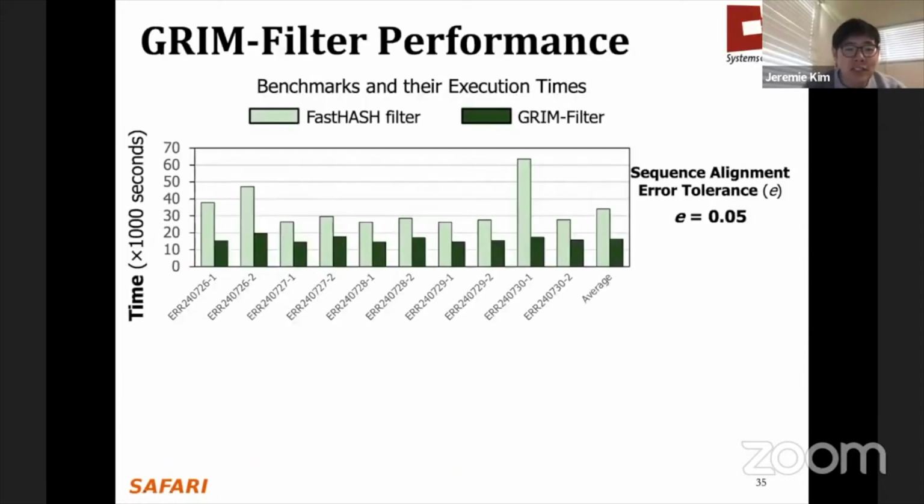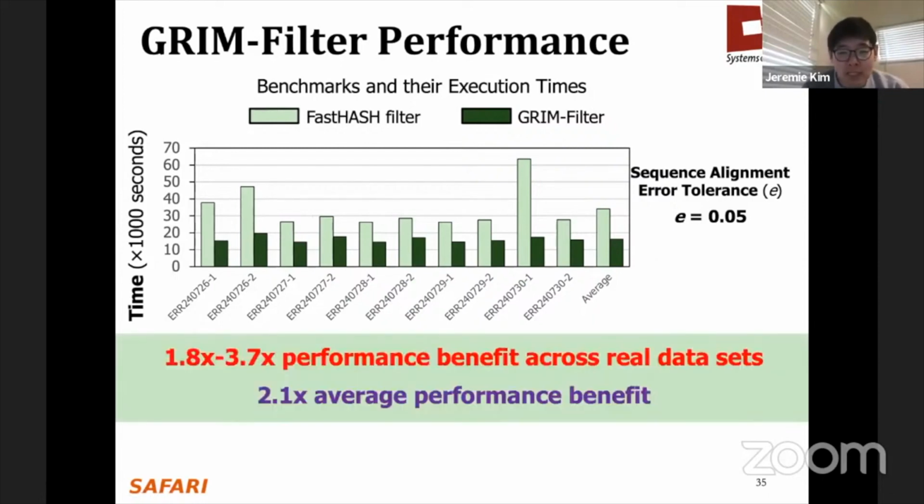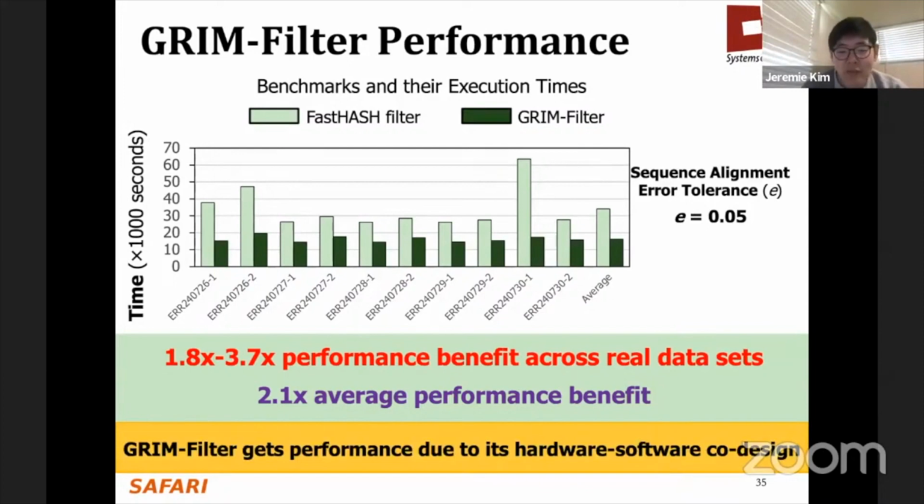So here we have the plot of performance, where the y-axis shows the time in terms of 1,000 seconds each. And on the x-axis, we show the different data sets. This is just how we label the data sets in bioinformatics. And we plot for both the FastHash filter and for GRIMFilter for total execution time. And we use the sequence alignment error tolerance of 5%, which is pretty typical. So we find that we get a performance benefit of up to 3.7x here, and on average 2.1x. And GRIMFilter gets a lot of performance due to its hardware and software co-design.